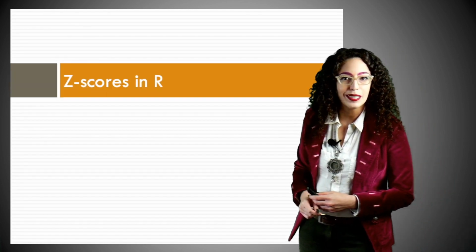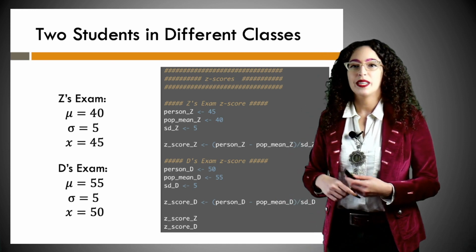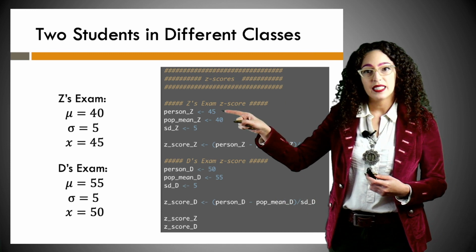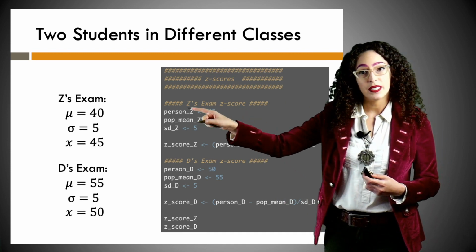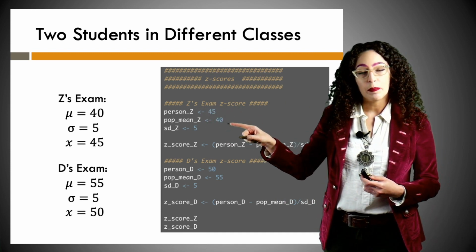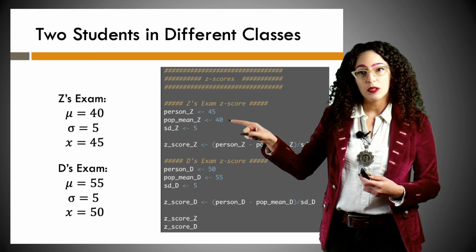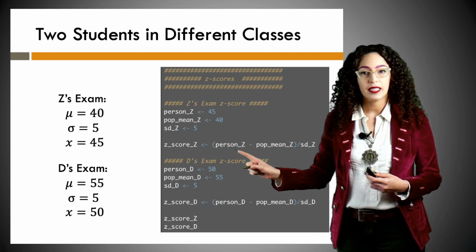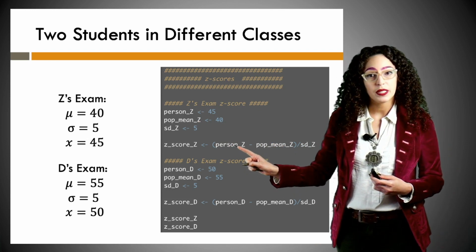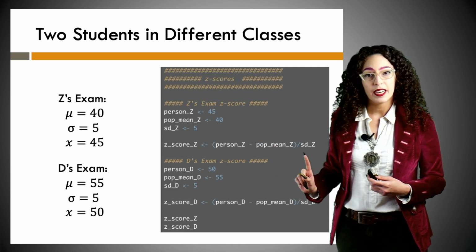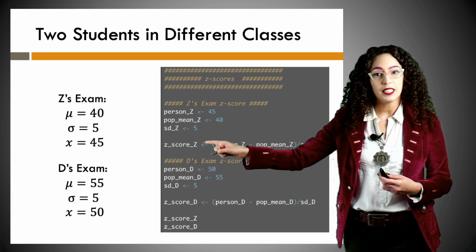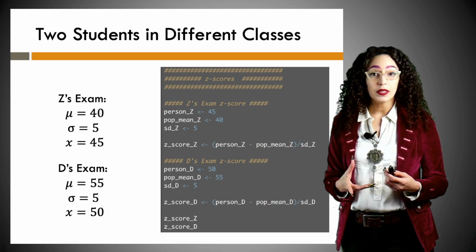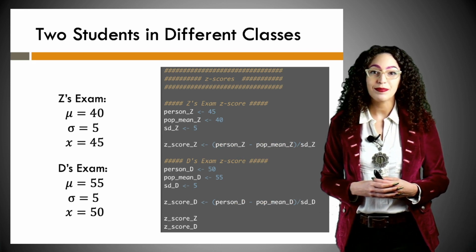Yep, quick z-scores in R. Here we see the example of two different students in class. I assigned this value of 45, that was person Z's score. The mean of that exam was 40, the standard deviation was 5. To get a z-score, you take that value, that 45 person score, minus the mean divided by the standard deviation, and you'll get a z-score. Do the same for person in D's class, and you'll get both of the z-scores instead of having to do any of it by hand.